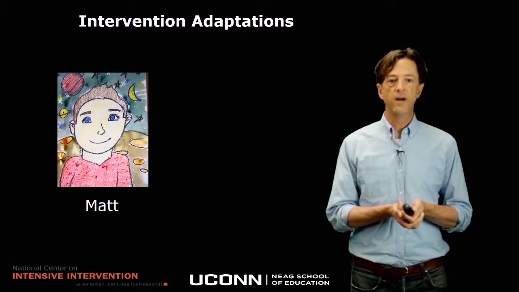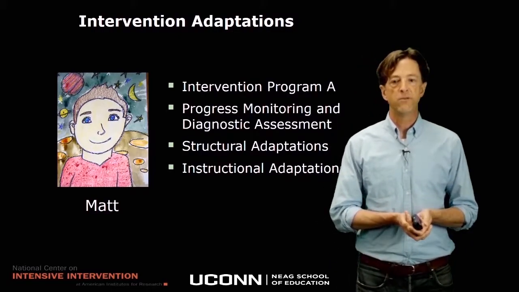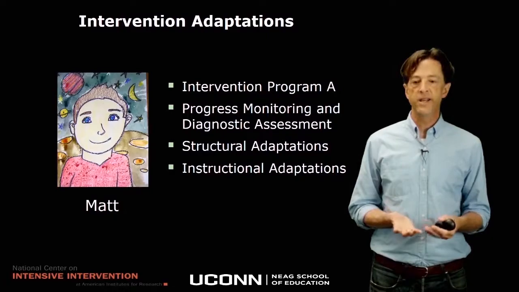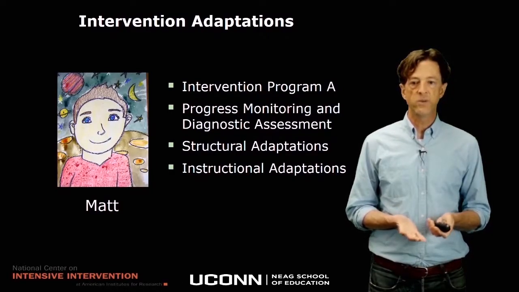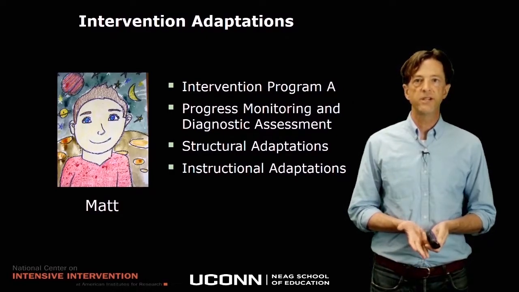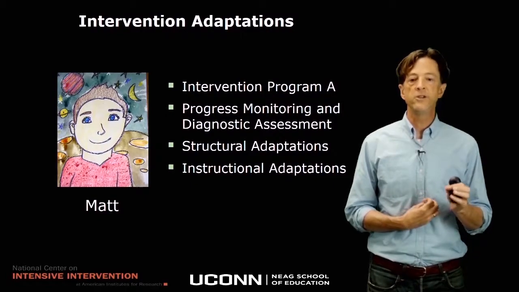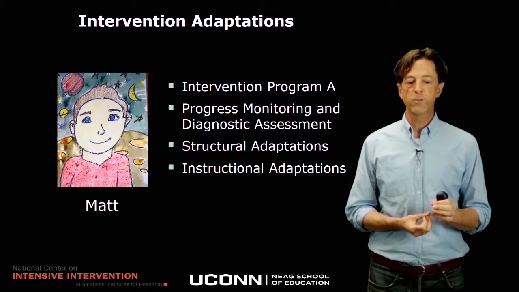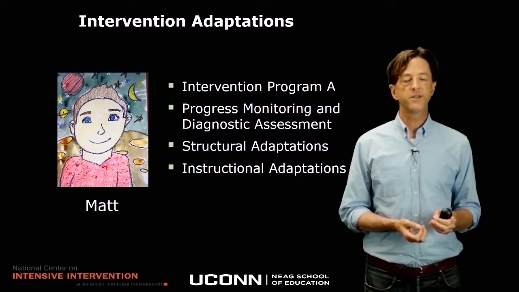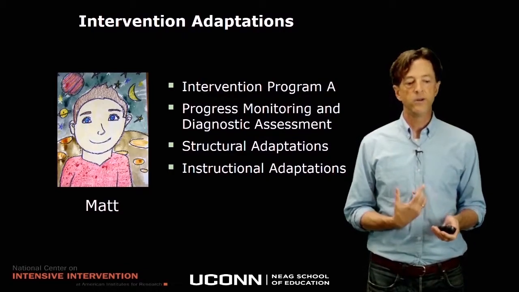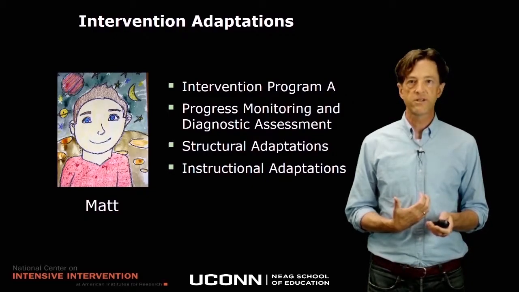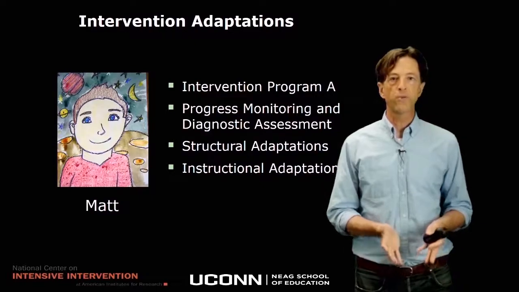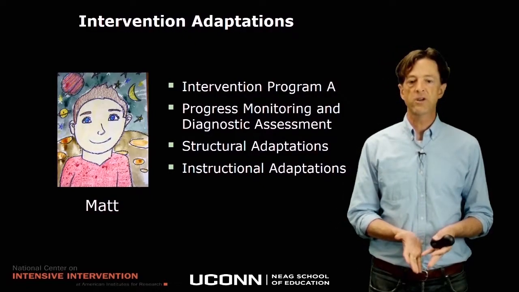So let's review Matt. Matt receives intervention program A. We've seen through progress monitoring data that he's not responding the way we would like, so we collected additional diagnostic and mastery assessment. We made some very key structural adaptations: reducing the size of his intervention group, increasing the amount of times that group meets, and also increasing the expertise of the interventionists.